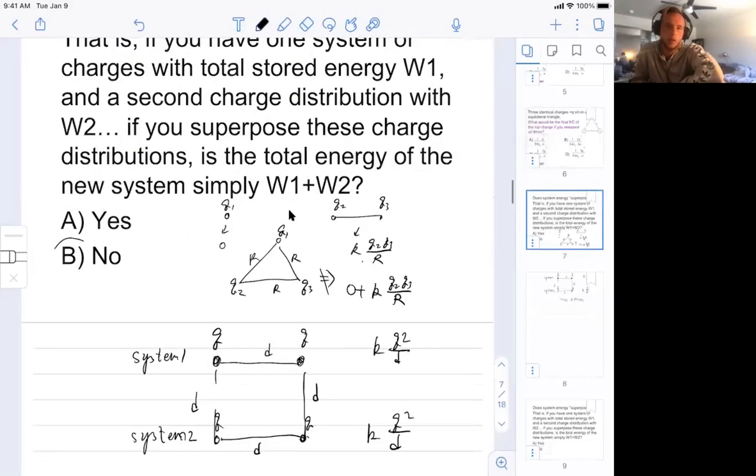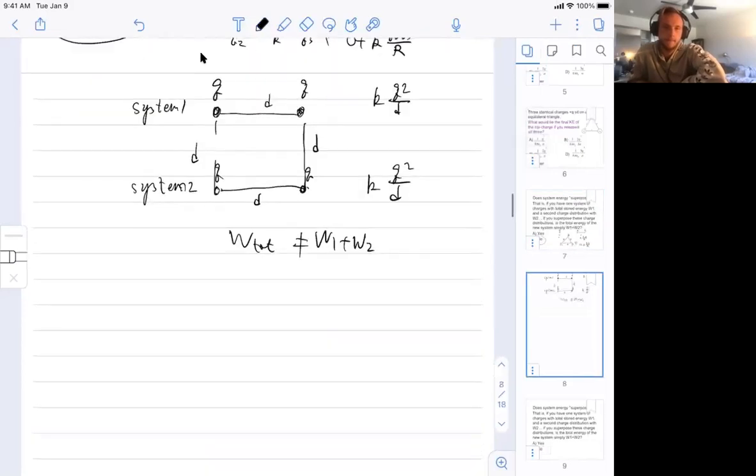So it is not just simply superposed, as in W1 and W2. So how do we calculate how much work is needed given a charge distribution? We usually follow this method of bringing the charges in one by one. I'm going to show you some derivations, how we bring the charges in one at a time, starting from scratch.